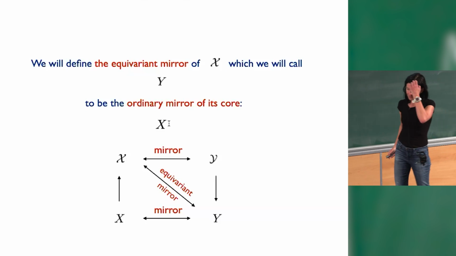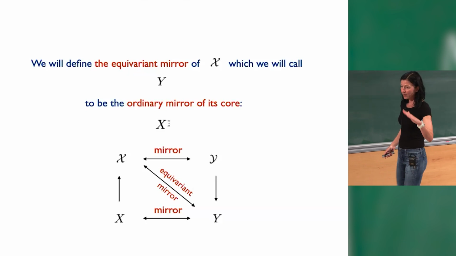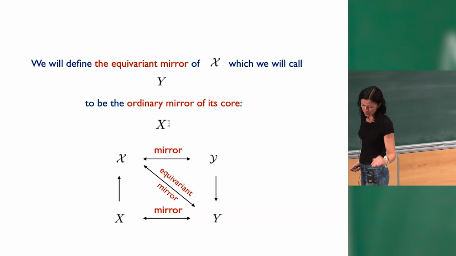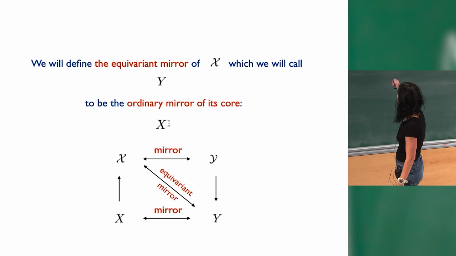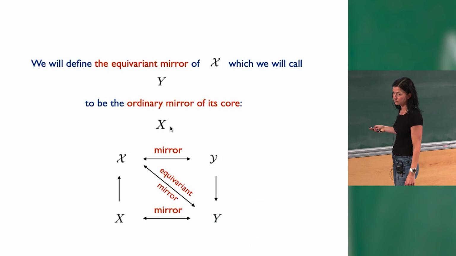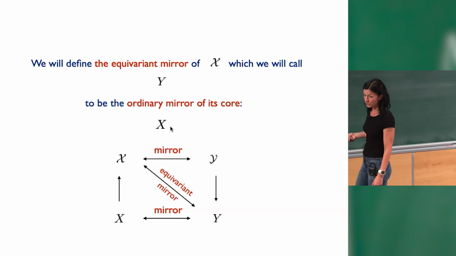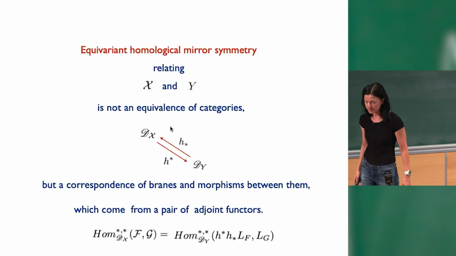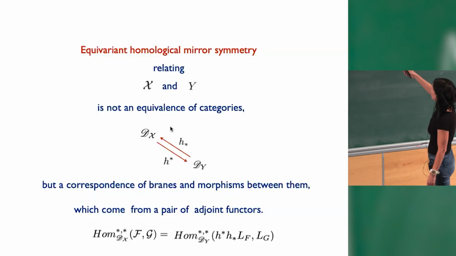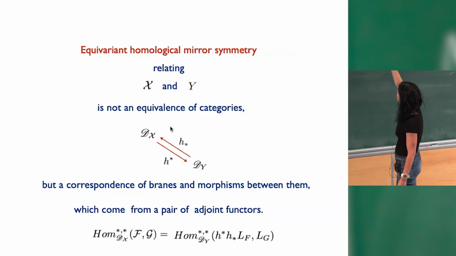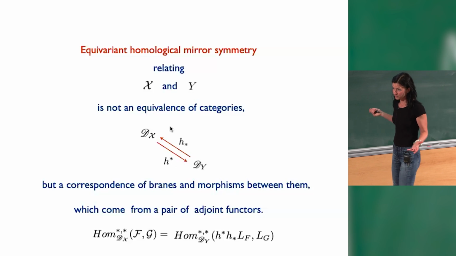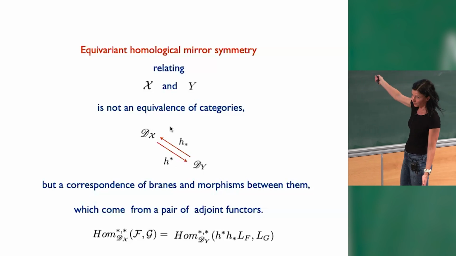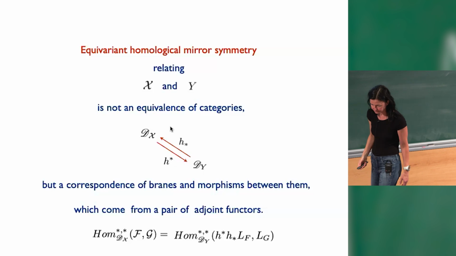So we'll define, okay, this is maybe a bad name, but it's a name, the equivariant mirror of the upstairs X to be the ordinary mirror of its core. Okay. But the core smooth, or can they have singularity? The cores are very smooth. You saw even for the AN surface, it's very singular. On the B side. On the A side, they're smooth spaces, but the B side spaces are very singular. So equivariant homological mirror symmetry relating the upstairs X and the downstairs Y isn't an equivalence of categories. Rather, it's just a correspondence of objects and morphisms between them that come from these pairs of adjoint functors, and we'll make use of it.